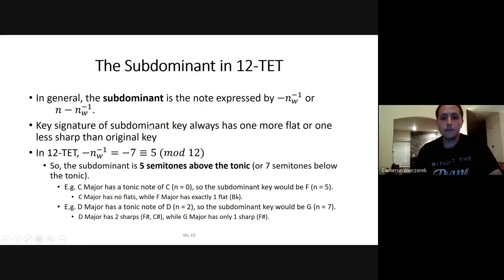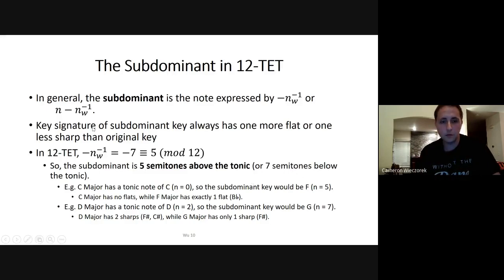The key signature of the subdominant key is always going to have one more flat or one less sharp than the original key. So it's a complete flip-flop from what we said about the dominant key. The dominant key either gains a sharp or loses a flat. The subdominant key either gains a flat or loses a sharp from the original key. So in the 12-tone system, what would be the subdominant? It's the negation of the dominant. If the dominant is 7, then the subdominant would be -7. Since we're working mod 12, you could also add 12 to that value and think about it as the number 5. So in other words, the subdominant is either 5 semitones above the tonic, or you could think of it as 7 semitones below the tonic.